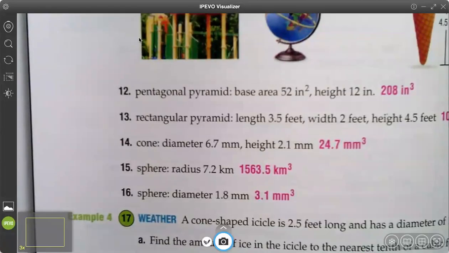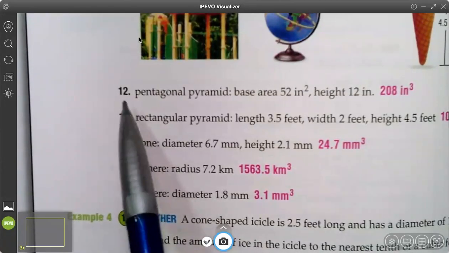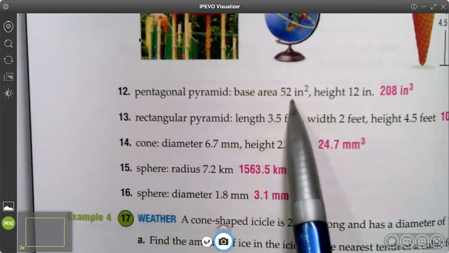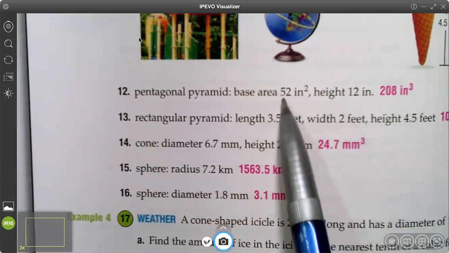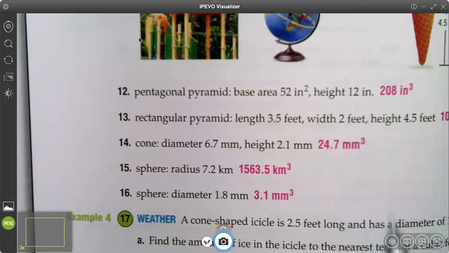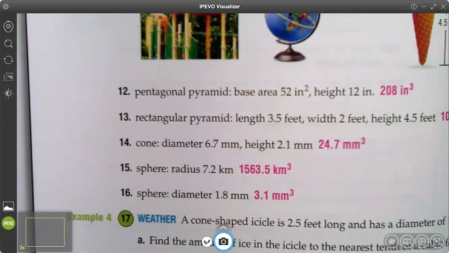Let me show you 2 more real quick. I'm going to look at 12 and 16. 12 says pentagonal pyramid. It gives me base area and height, so I plug 52 in for big B, 12 in for height. On 16, it says the sphere has a diameter of 1.8, so I got to make sure that I cut that 1.8 in half when I do it. Let's look at those 2.